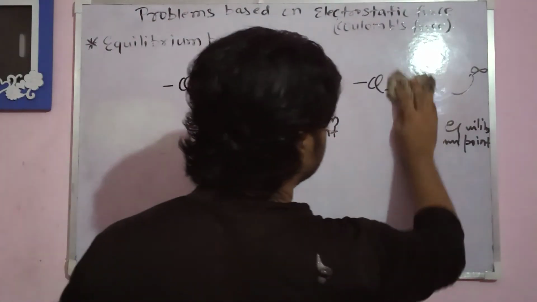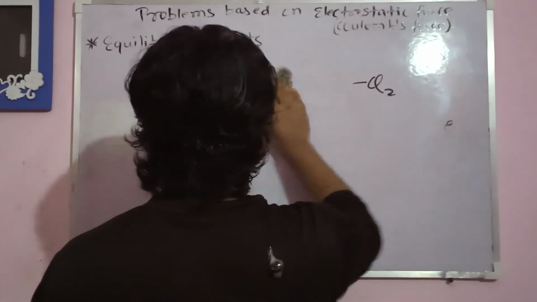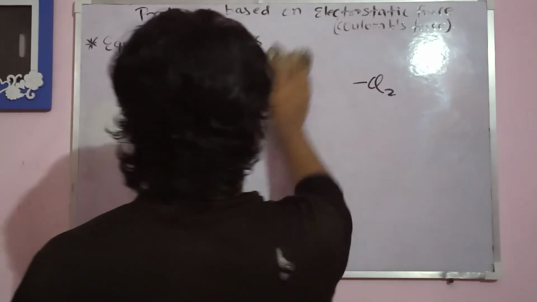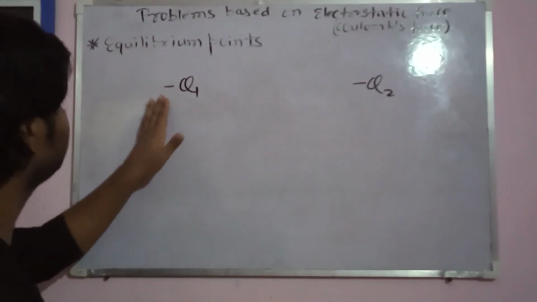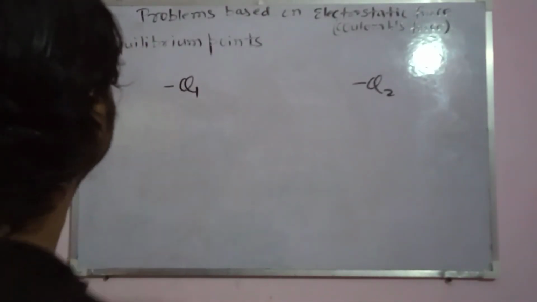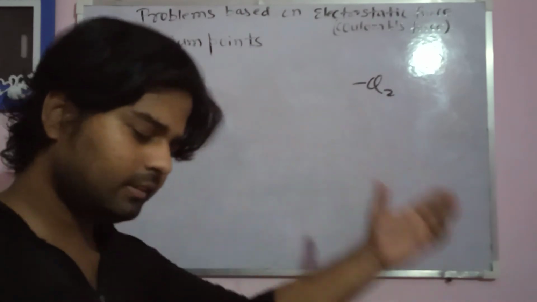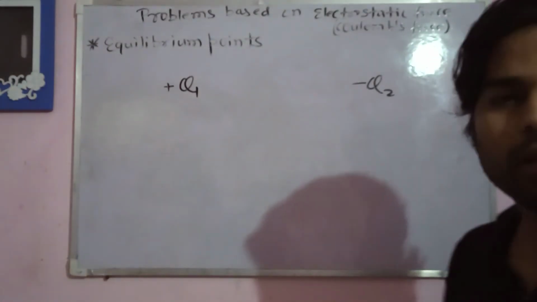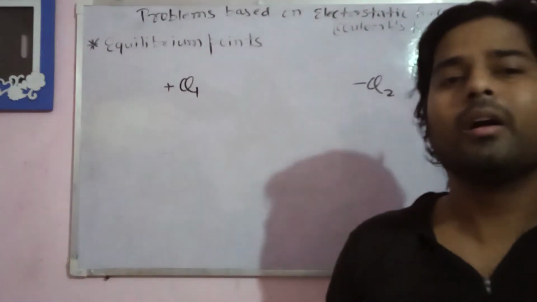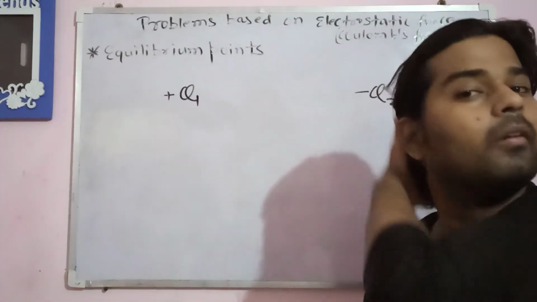But as I told you, I'm going to discuss right now what happens if one charge is positive here and another charge is negative here. What happens? One charge is positive and the other charge is negative. So in that case, first let's see what happens.